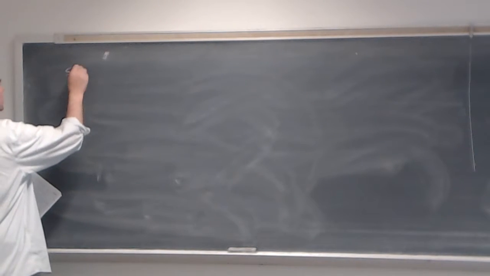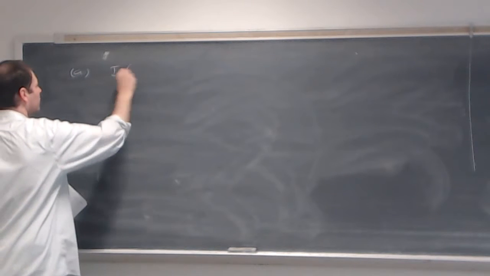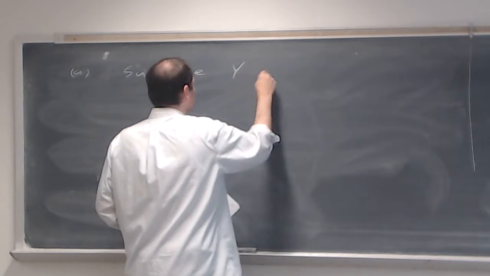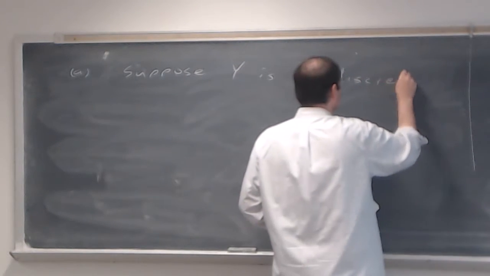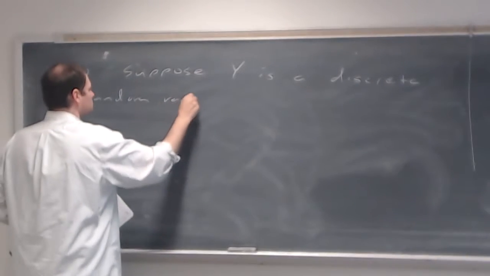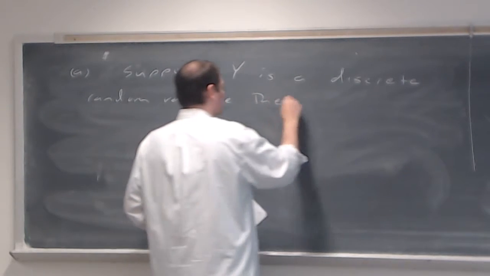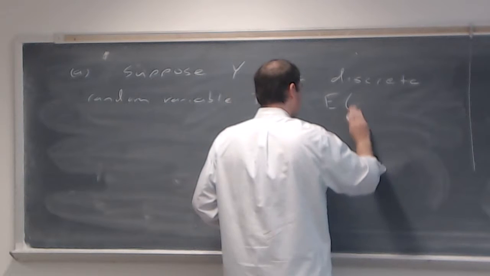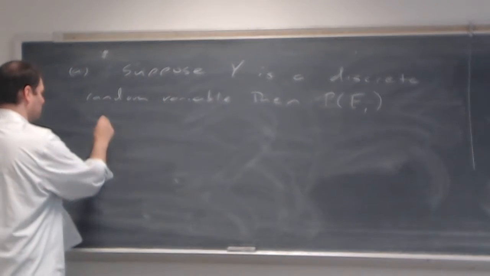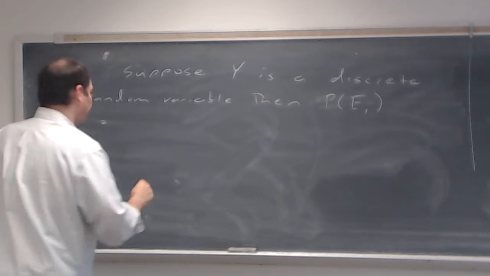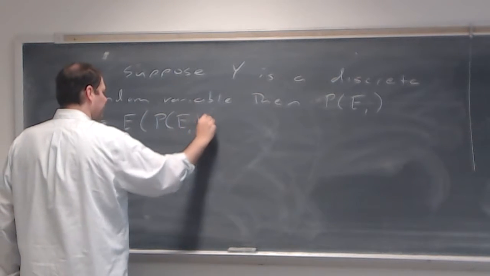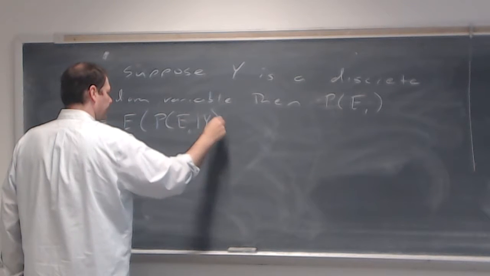Now, for part A, we'll suppose Y is a discrete random variable. Then the expected value, the probability of E sub 1, which we've already worked with and shown is equal to the expected value of the probability of E sub 1 given Y equal to y.